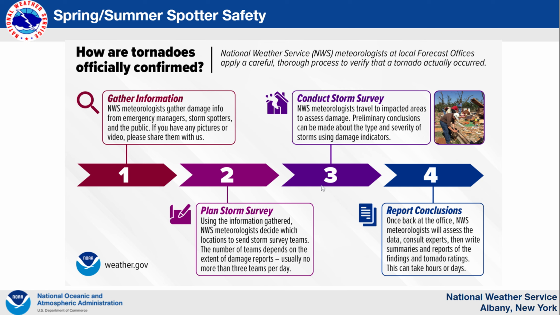The third part is conducting the storm survey. The National Weather Service meteorologists travel to impacted areas to assess the damage. Preliminary conclusions can be made about the type and severity of storms using damage indicators. The final part of the storm survey is reporting your conclusions. Once back at the office, National Weather Service meteorologists will assess the data, consult experts, then write summaries and reports of the findings and tornado ratings. This can take hours to days.